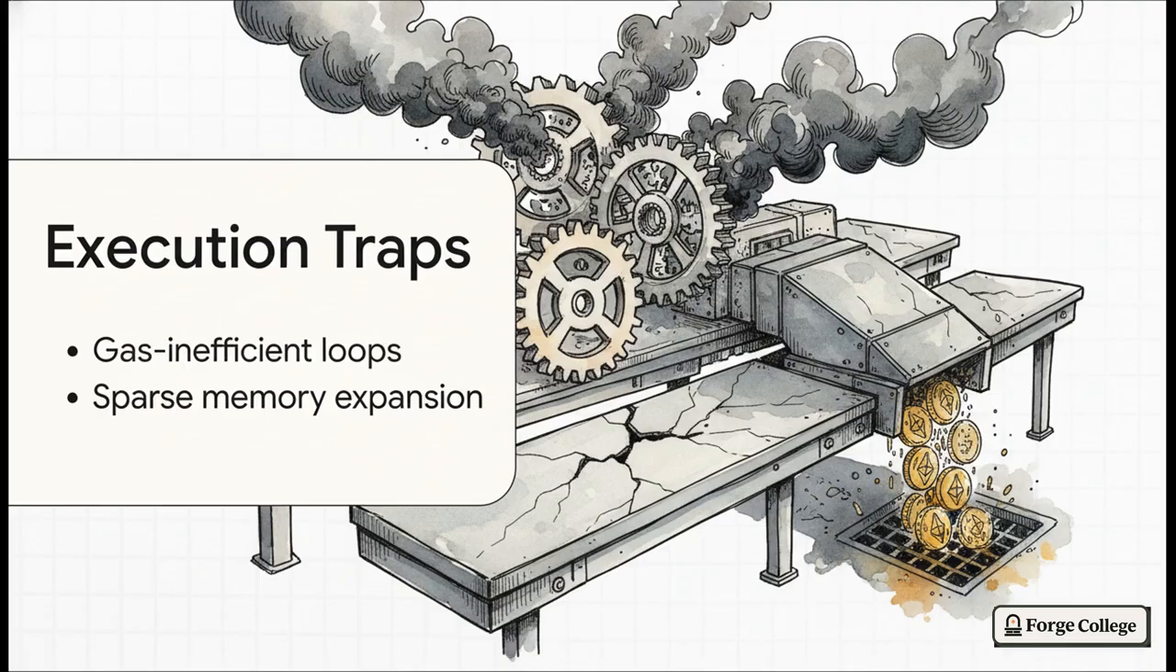Trap number 2, which we just covered, is sparse memory offset expansion. Writing non-contiguously will bankrupt you. Always try to reserve your final size up front and write into contiguous slots.